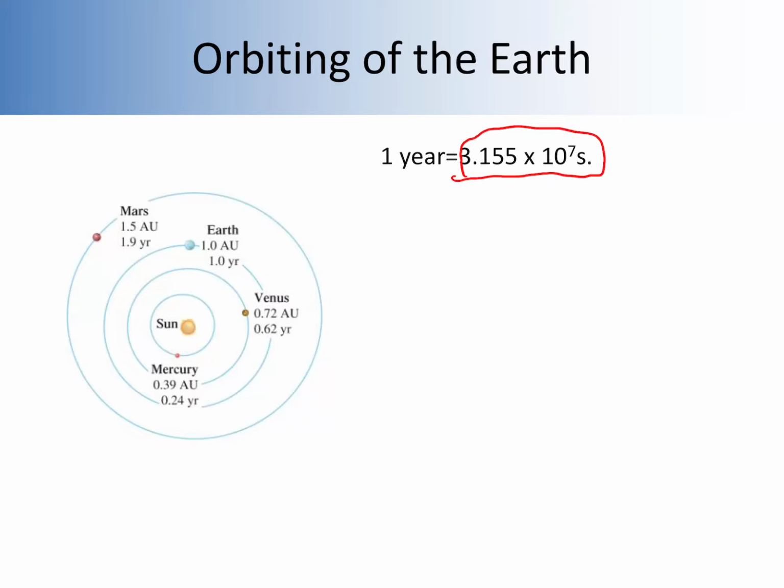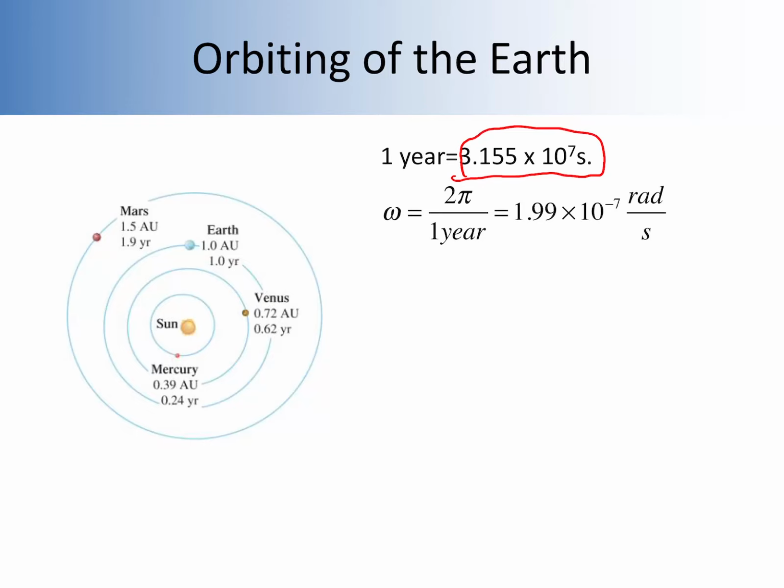Now, what do we know? What's the angular displacement of the Earth in a year? We definitely know, right? In a year, the Earth goes around the Sun for one circle, so it's 2 pi. So its angular velocity is 2 pi over 1 year. If you put in the number, you find the angular velocity of the Earth is 1.99 times 10 to the negative 7 radians per second.